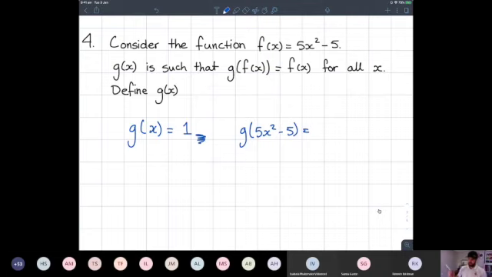X. And you're spot on, Alex. If g of x is equal to just x, when I substitute 5x squared minus 5 in, that says wherever I see x, replace it with 5x squared minus 5. And that was equal to f of x. Is that okay?